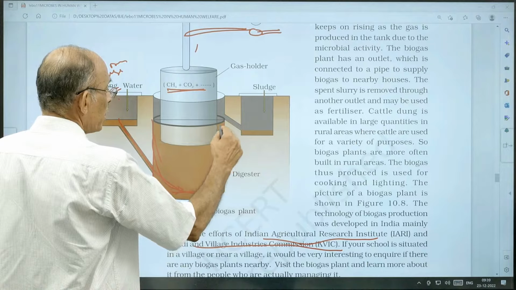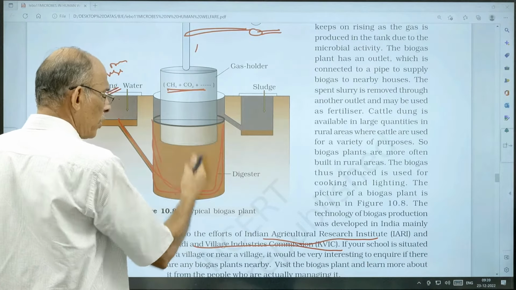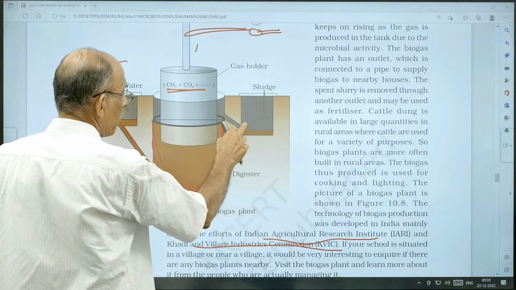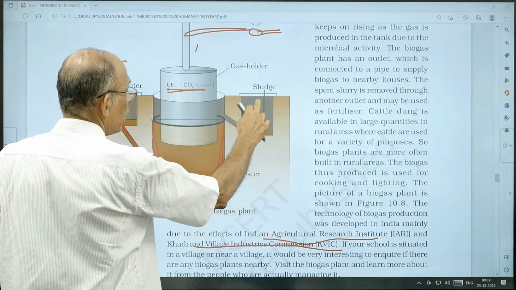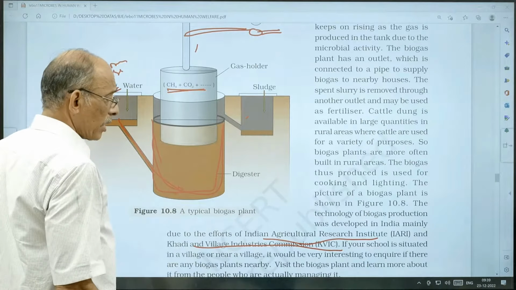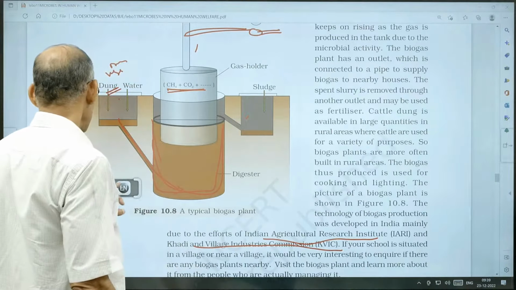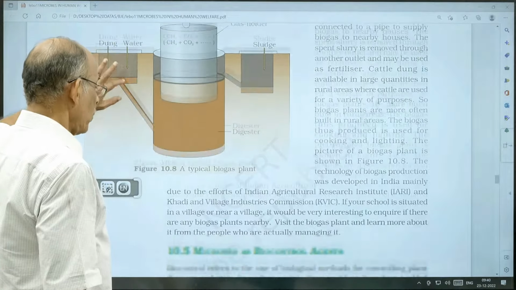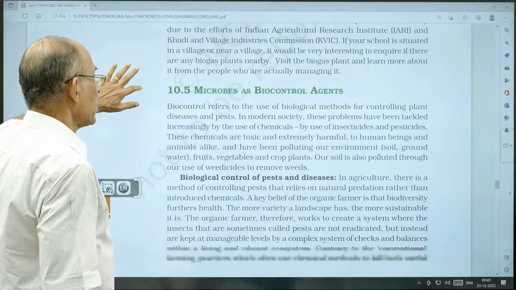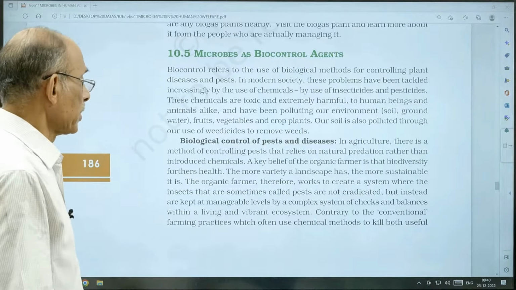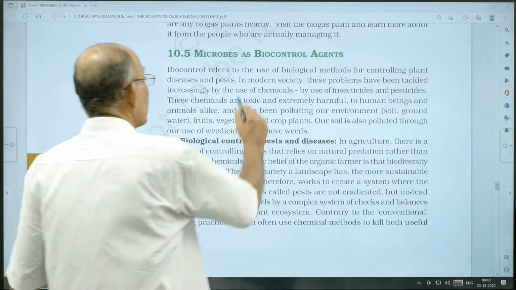As more and more digestion takes place, some slurry, some waste material, is collected in the sludge, which can be used as a fertilizer. So a cheap source of biogas is produced, which can be used as a fuel for burning, or for lighting purposes, etc.